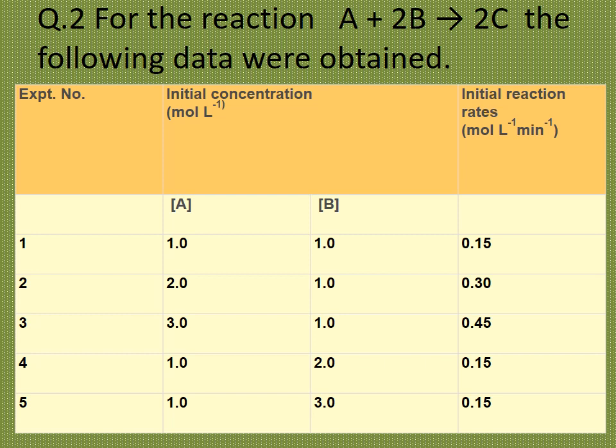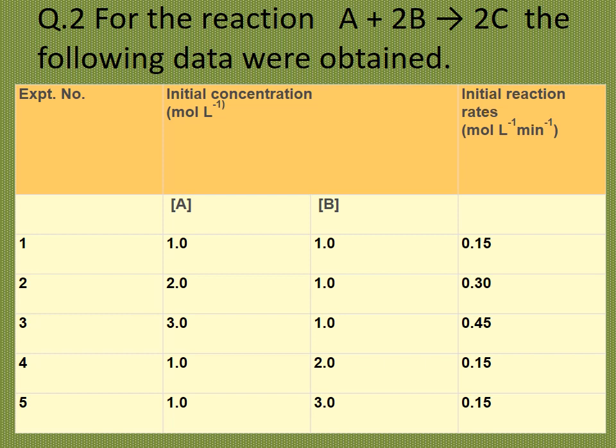Now come to the next question, question number 2. We are seeing here that for the reaction A plus 2B gives 2C, the following data were obtained. In experiment number 1, we obtain initial concentrations of A and B as 1 and 1, and initial reaction rate 0.15 mole per liter per minute. And in experiment number 2, initial concentration of A is 2 and B is 1, and we obtain initial reaction rate 0.30 mole per liter per minute.